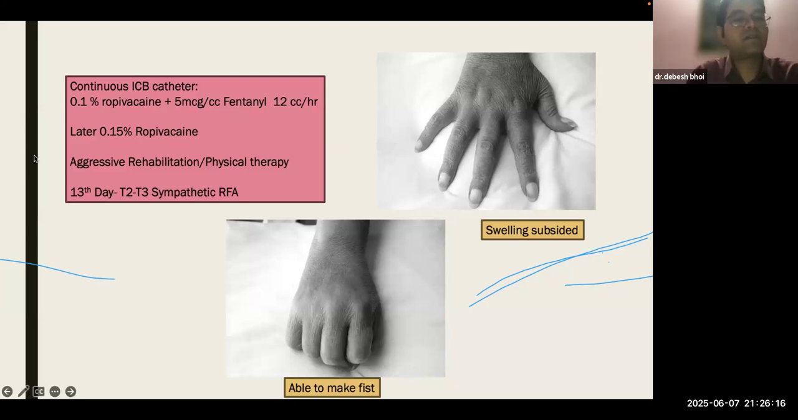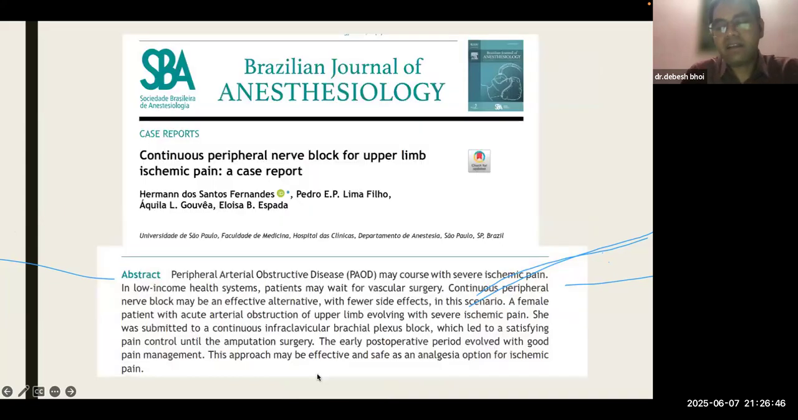And in this case, they placed a continuous infraclavicular catheter. At that time, in 2004, ultrasound was not available, so they did it under the blind or landmark technique. They used 0.1% ropivacaine with fentanyl. Subsequently, they increased the ropivacaine concentration and tried aggressive rehabilitation and physical therapy. Afterwards they did a sympathetic RF of T2, T3. In this case, the swelling subsided, the patient was able to make a fist, and there was good pain relief. So that is the alternative they offered in spite of all the treatment modalities having been tried.